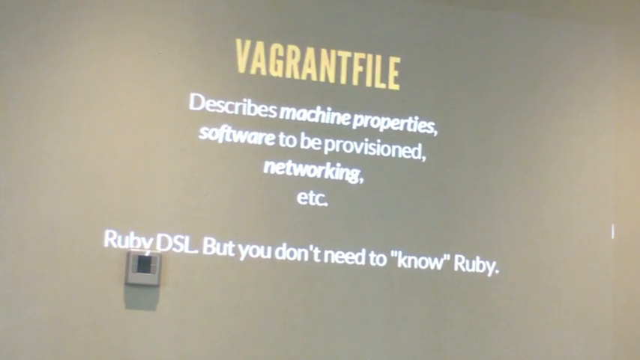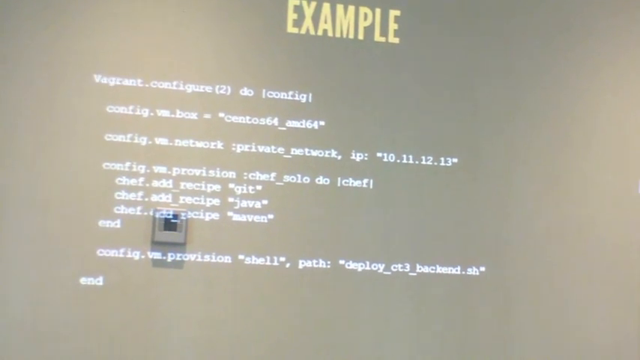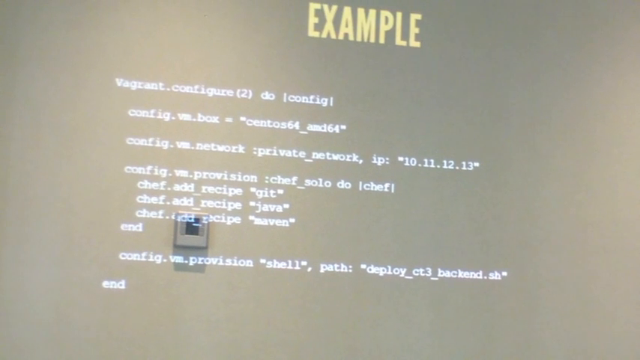So the Vagrantfile describes the VM basically, and networking, and any resources that you're dependent on. It's written in a Ruby domain-specific language. You don't need to know Ruby. I certainly don't, and it's really just assigning variables. Got a bit of an example here. So this is the complete Vagrantfile for the STP backend that I built.